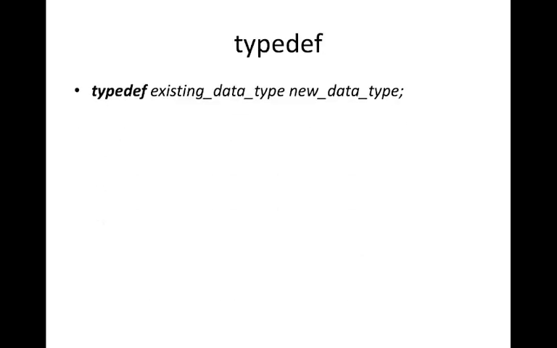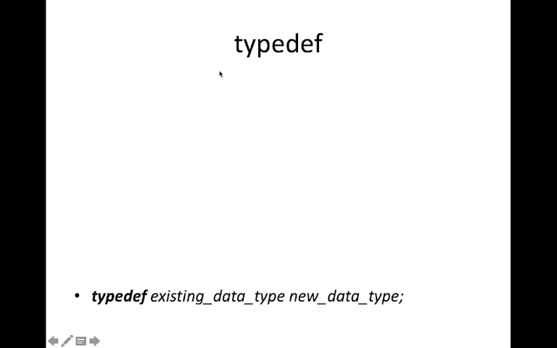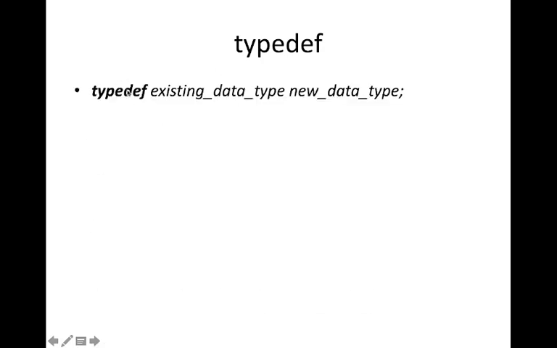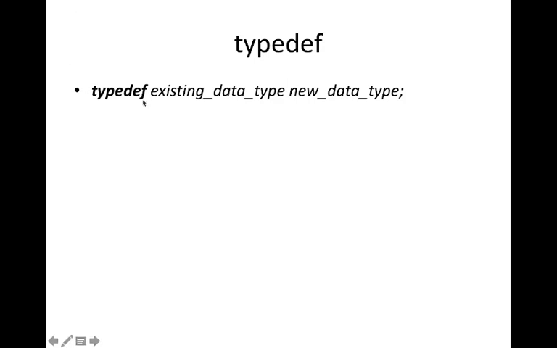So typedef. It is a keyword that allows the programmer to create a new data type. So if a programmer wants to create a new data type, he can use this typedef. It allows the programmer to create a new data type from an existing data type. So this is the general syntax for that: typedef existing data type, new data type.